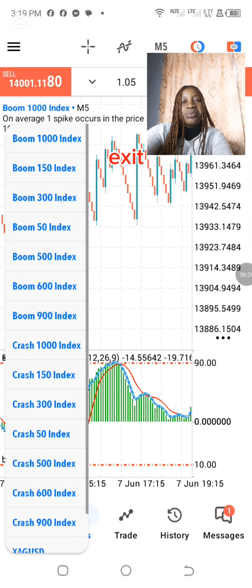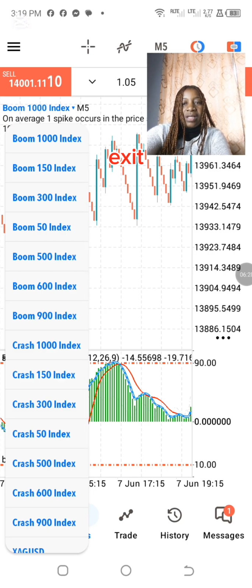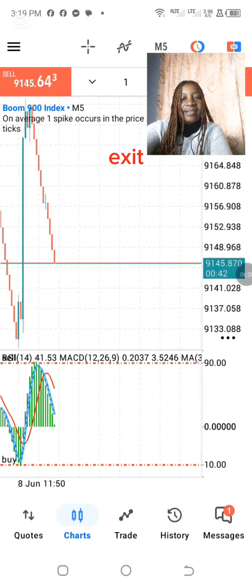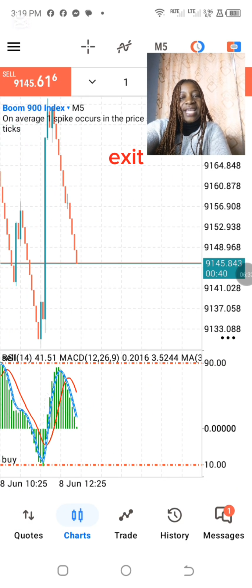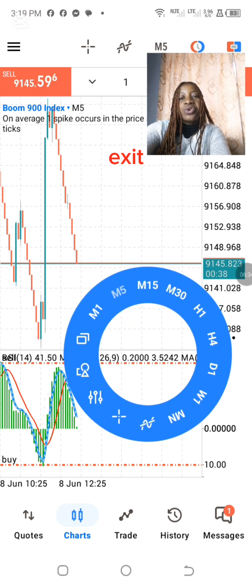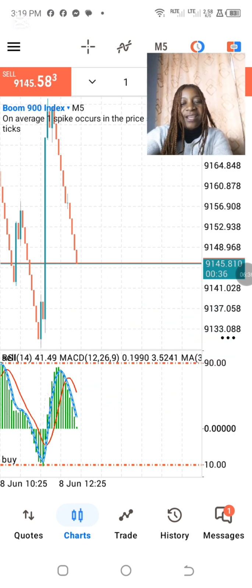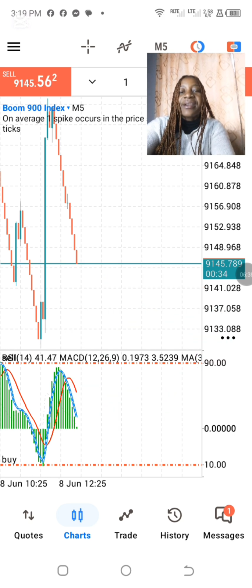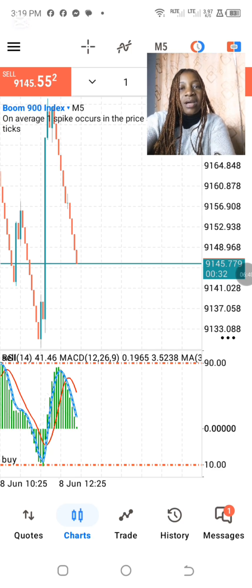Let's move on to boom 900. Let me take you to boom 900. This is the boom 900. Like I have said, the first thing, make sure you push your chart on the far left corner so that you see the current movement of the indicators.